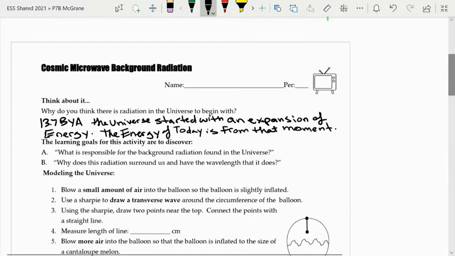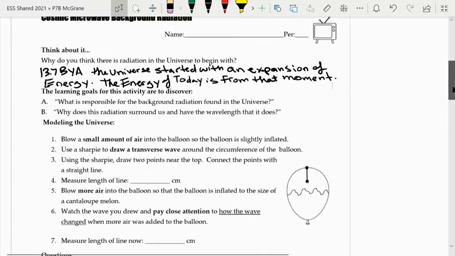So our goals for this activity are to discover what is responsible for the background radiation found in the universe, and why does this radiation surround us and have the wavelength that it does. Okay, so that's important. We're going to really focus on why it has the wavelength that it does.